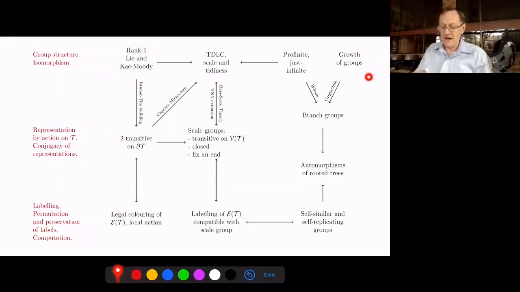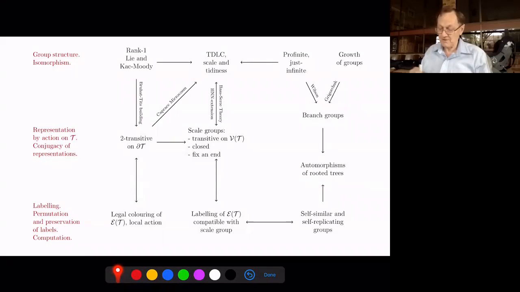These are various classes of abstract groups here. So Lie groups or topological groups or just profinite groups. And here we're talking about finitely generated discrete groups. So there are various classes of abstract groups on the first row of this table. And on the second row it's talking about various concrete representations of some of these groups as acting on trees.